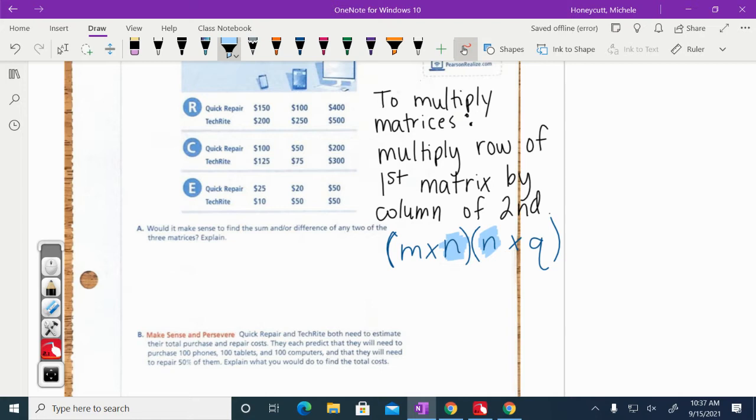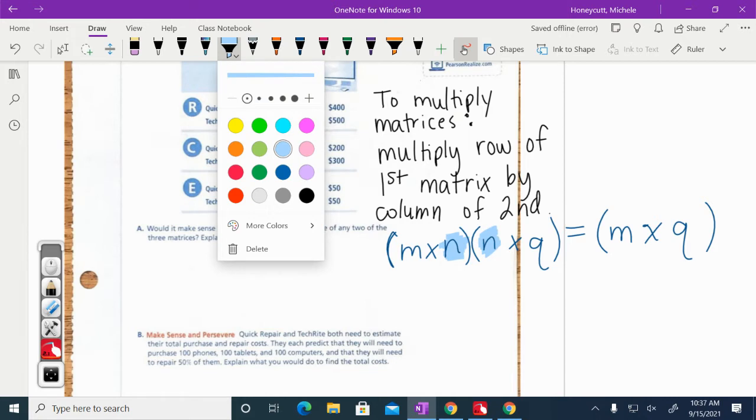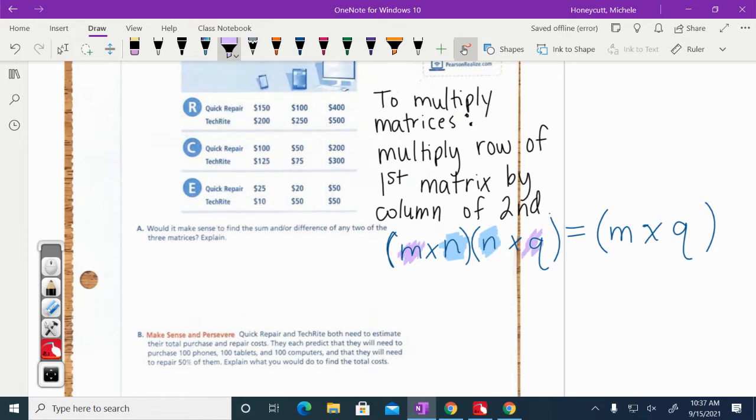The other thing that is going to happen, if I multiply those two together, they're going to give me a matrix with dimensions m by q, which comes from the outside parts. So the m and the q, that's where that comes from. Now that sounds a little bit weird, right? Okay, so pause on that thought.